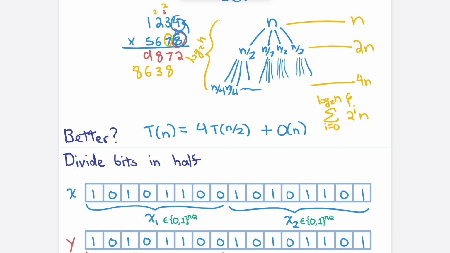N squared. Okay, it's going to be dominated by the largest term. That's 2 to the log base 2 of n. Okay, that's n. You already had an n. Now you have n squared. So that just got us back to the original algorithm.